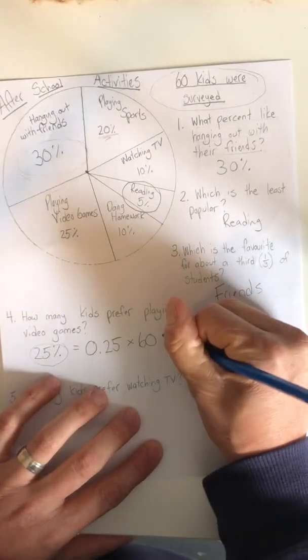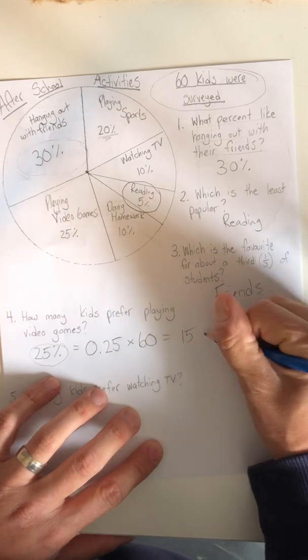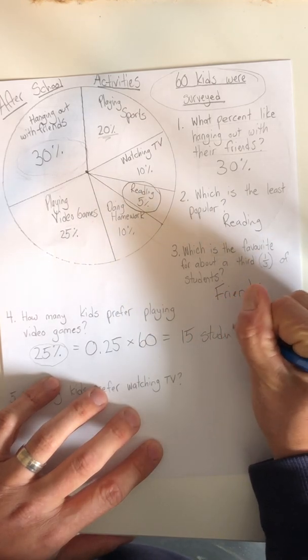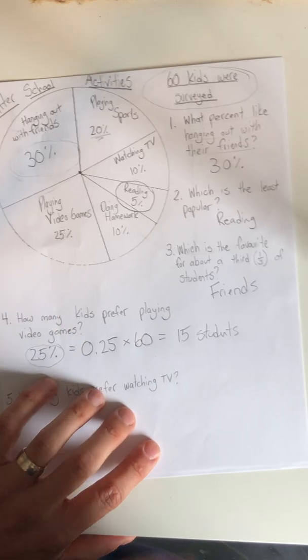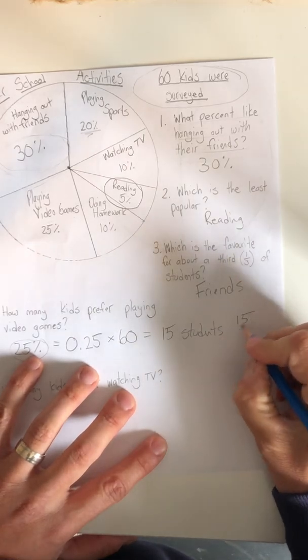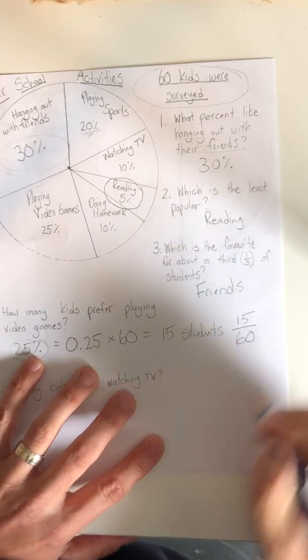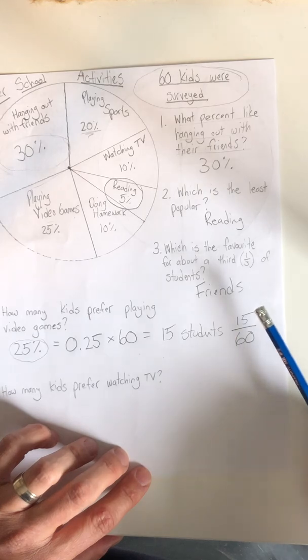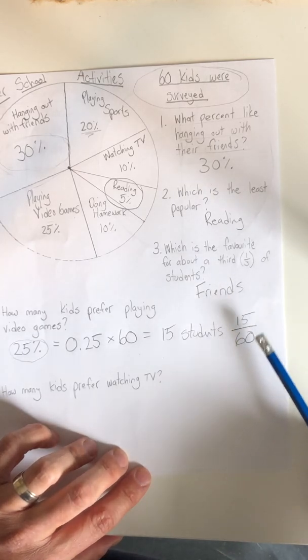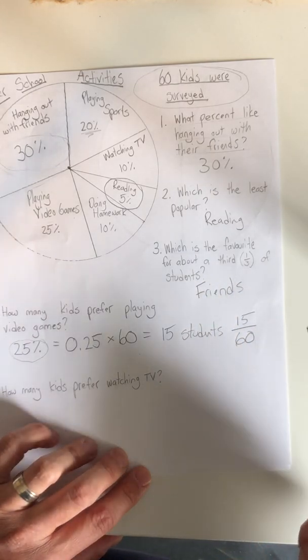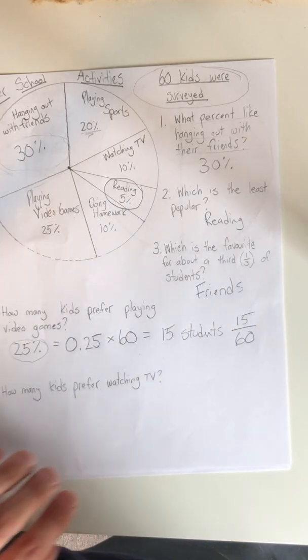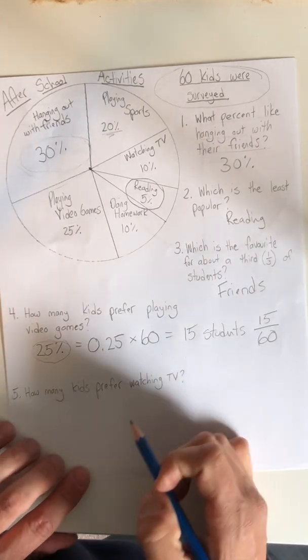Okay, so 15 students like playing video games. Okay, so 15 out of the 60 students like playing video games. And you can see here, 15 out of 60, 15 is a quarter of 60. It's 25% of 60. Okay, let's do that one more time.